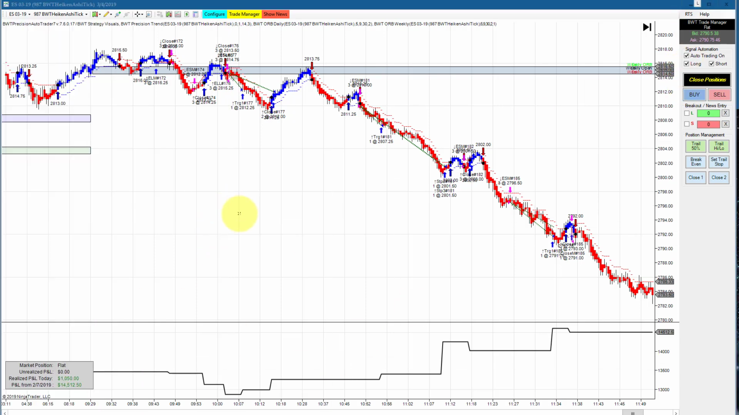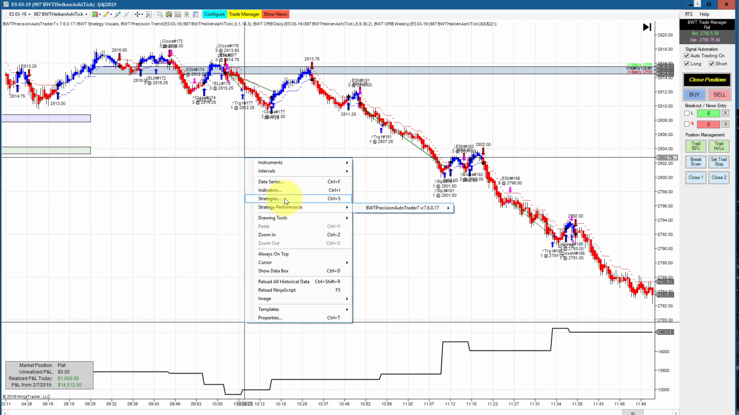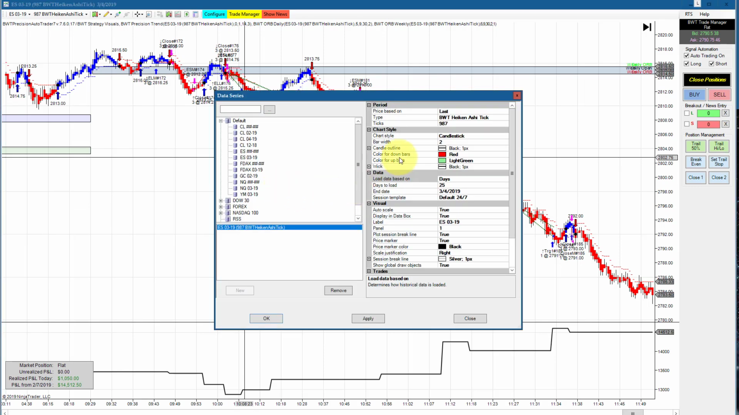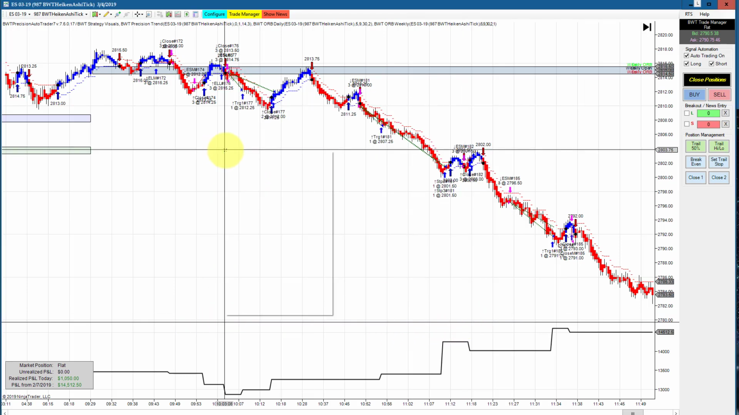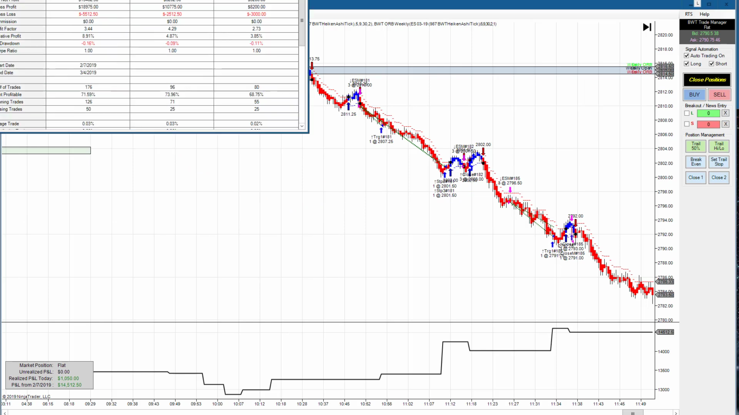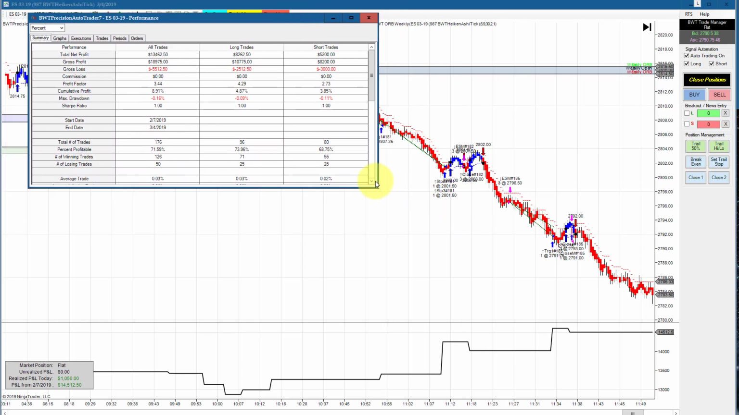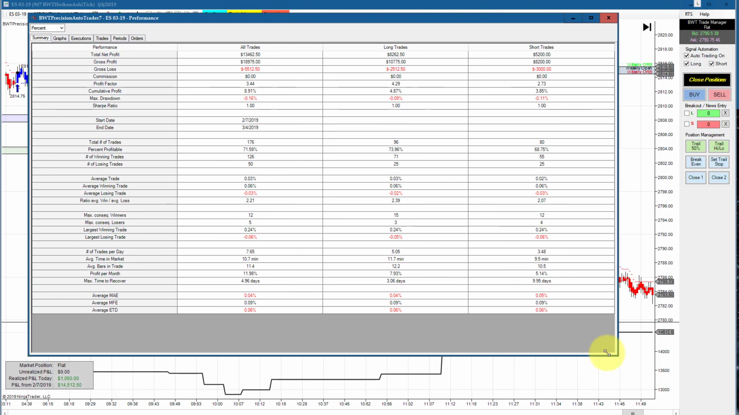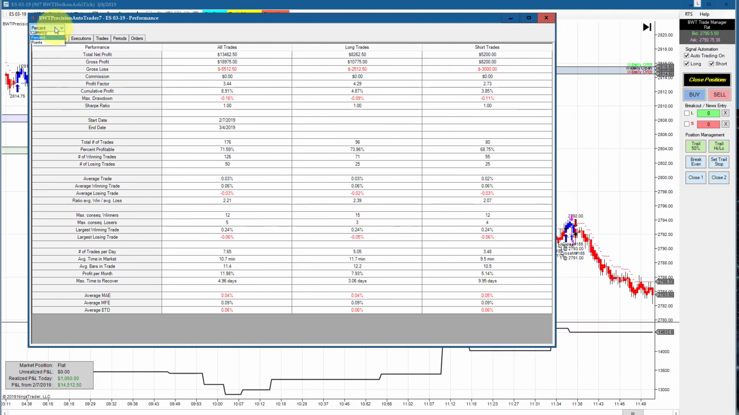For those of you that are always asking to see performance, on this chart we're looking back 25 days. So I might as well show you the performance report here. This is what it looks like with the filter. I'm just going to bring this over here. And our numbers look really, really good.